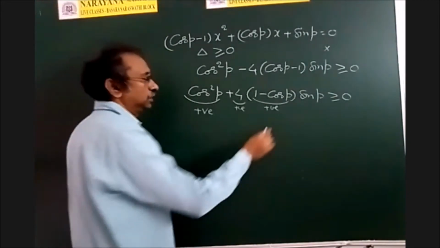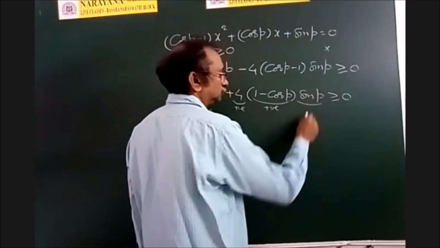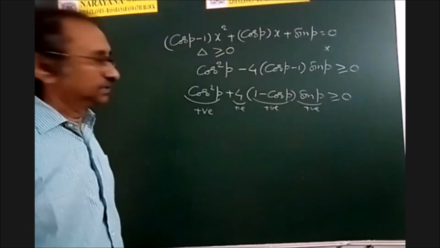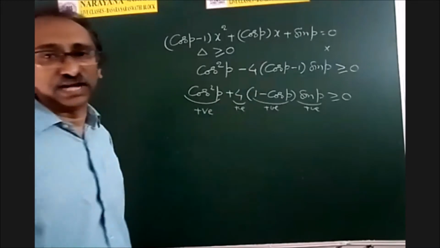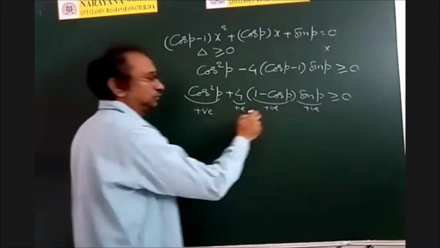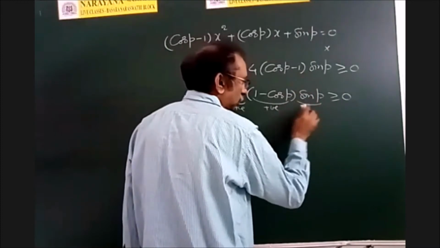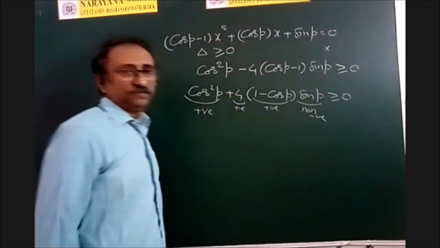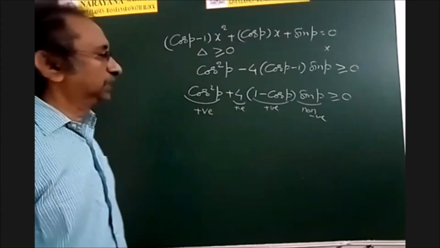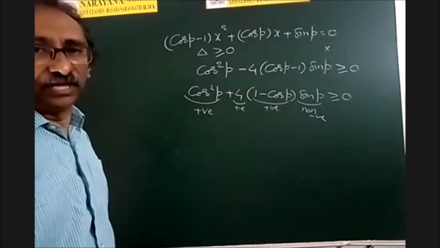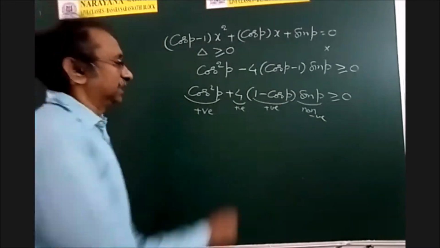And therefore, if this is also positive, definitely this expression becomes greater than or equal to 0. So this will be greater than or equal to 0 if this is at least non-negative. Of course, it may be 0. If it is non-negative, then we will get the answer correct. So sin will be positive in the first quadrant and in the second quadrant.